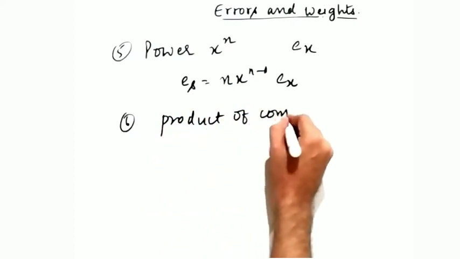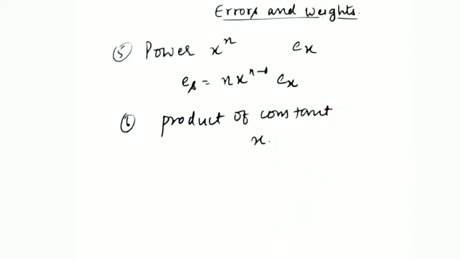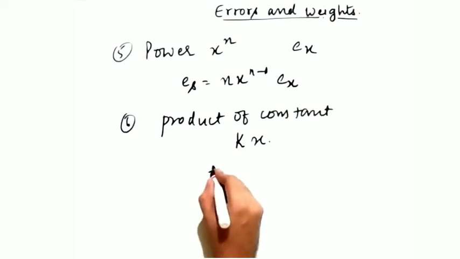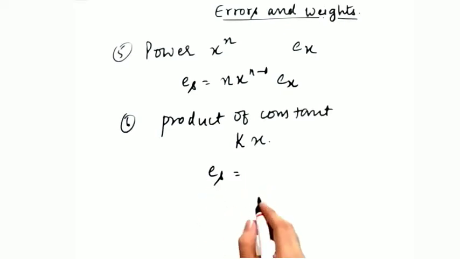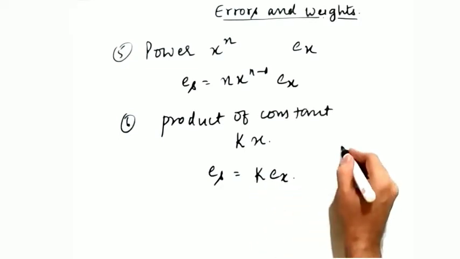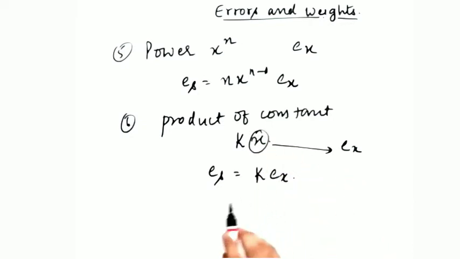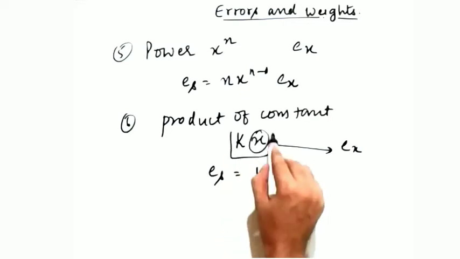Suppose you multiply a constant k in x. There was a quantity x and now you multiply a constant k in x. Then what will be the error associated? It will be equal to k times ex, where ex is the error associated with x. ये x के साथ का error है, तो आपको कुछ नहीं करना, इस कांस्टेंट में आपको ex को मल्टीप्लाई कर देना है, then you will obtain the error associated with kx.